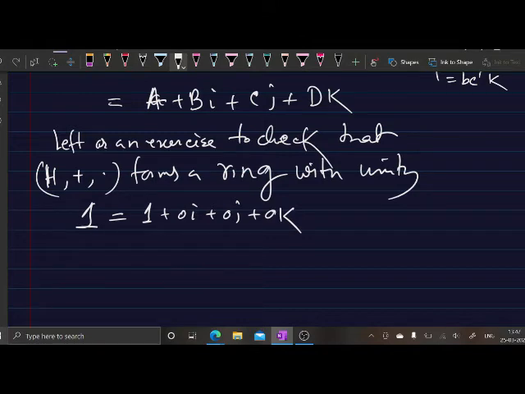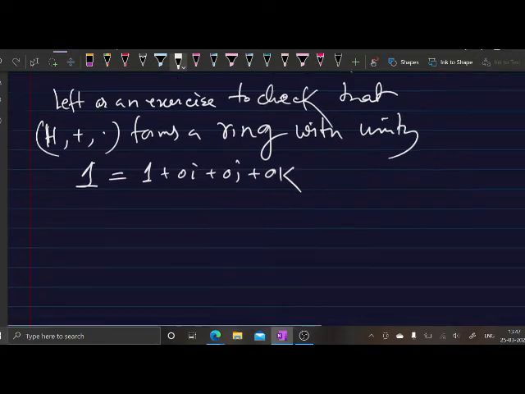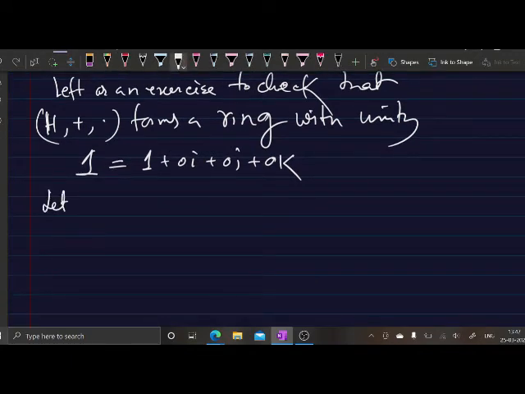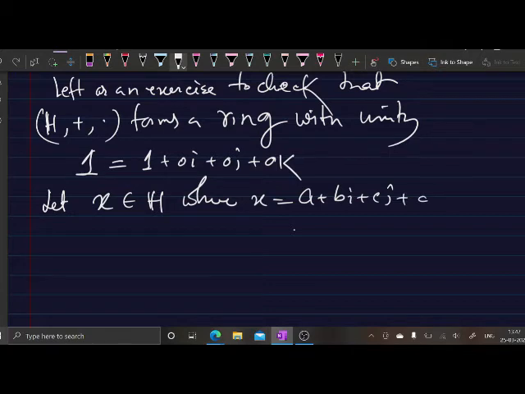Now whenever you have the multiplicative identity, it is your natural inclination to check whether every non-zero element has a multiplicative inverse. So let x belong to H, where x is a plus bi plus cj plus dk.